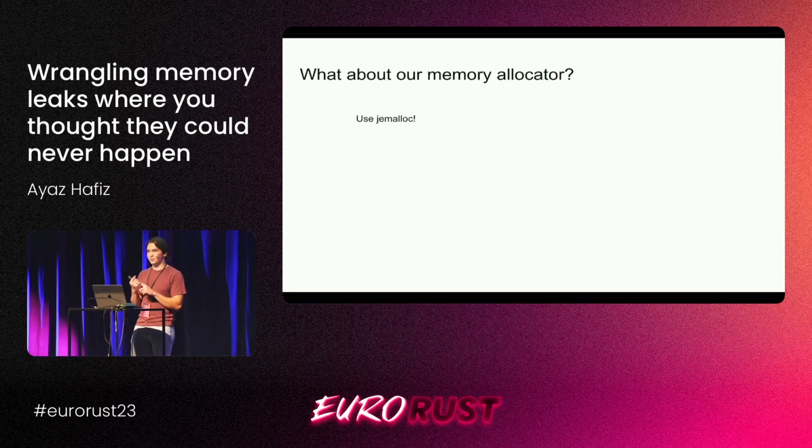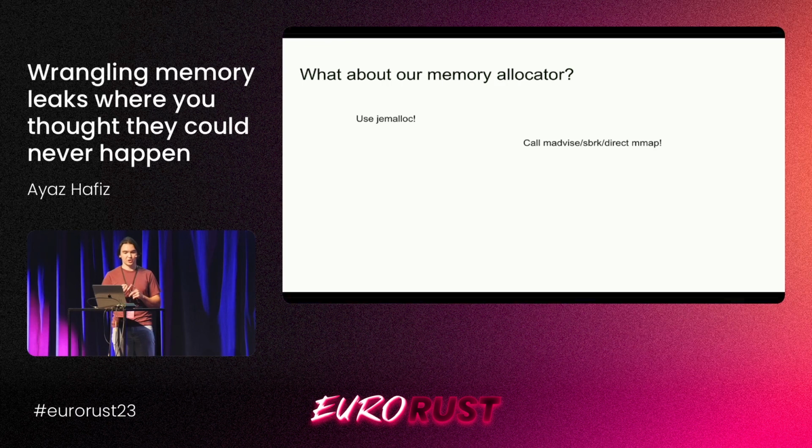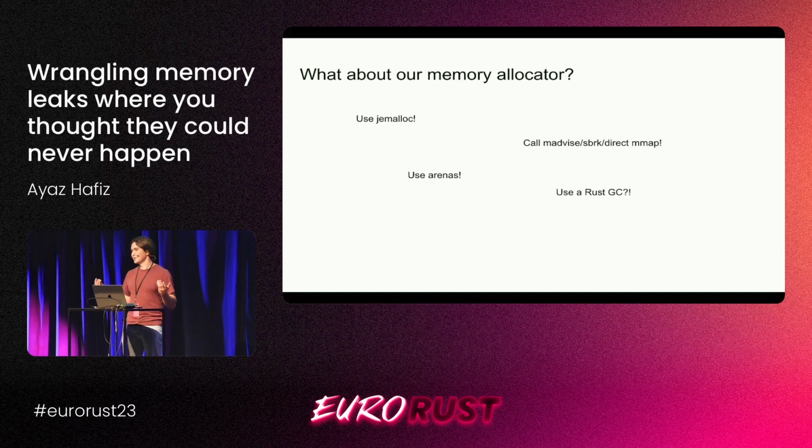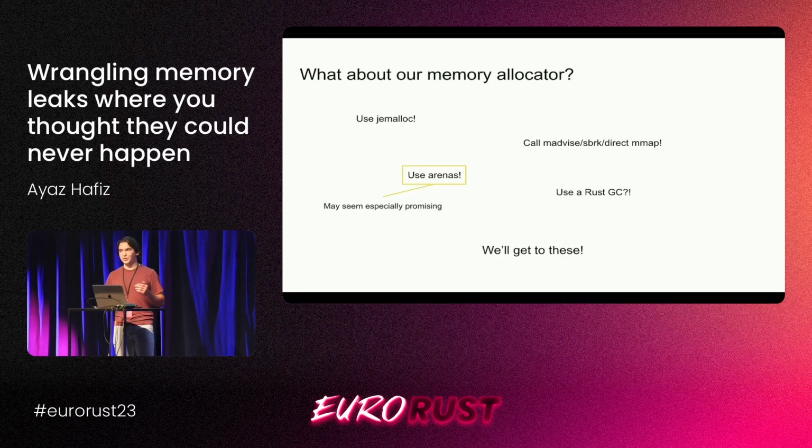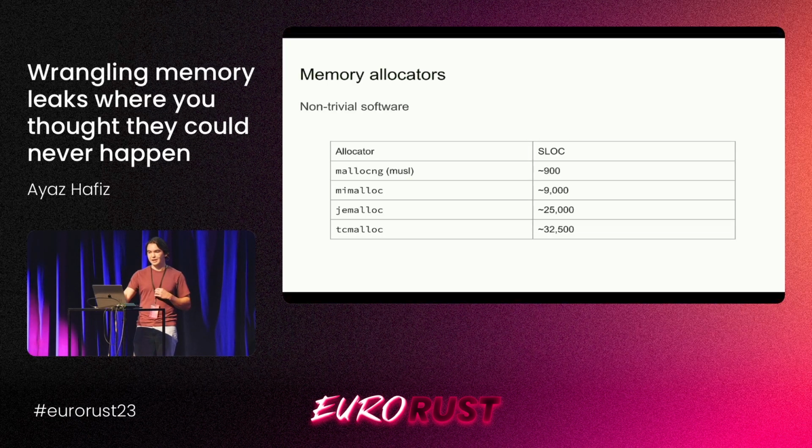So you might want to choose one specific allocator. You might want to use certain system calls directly. You might want to use specialized allocators like arenas, which are very popular when building web servers. Or you might even want to use a garbage collector. So all of these are really good options, and we'll get to them later. But first, I want to explore why memory allocation can be a problem in the first place.